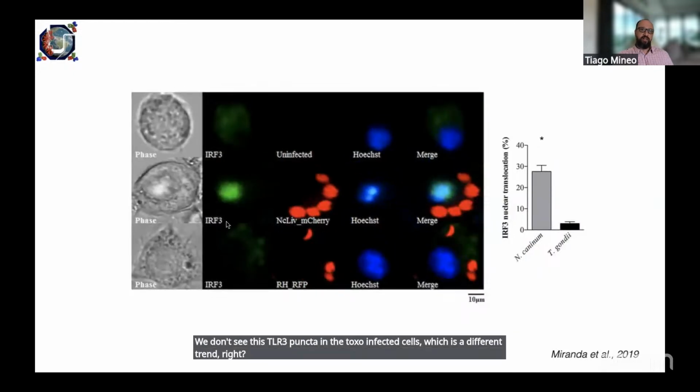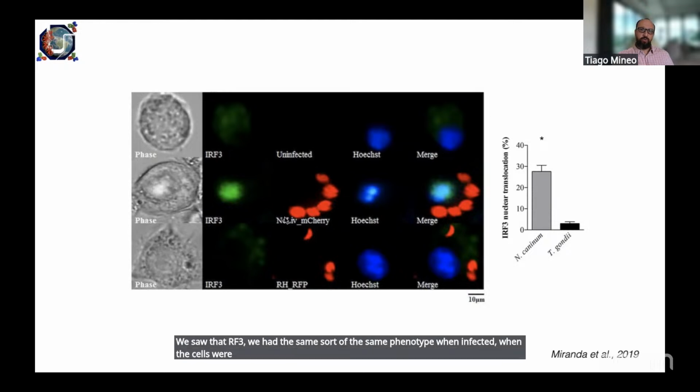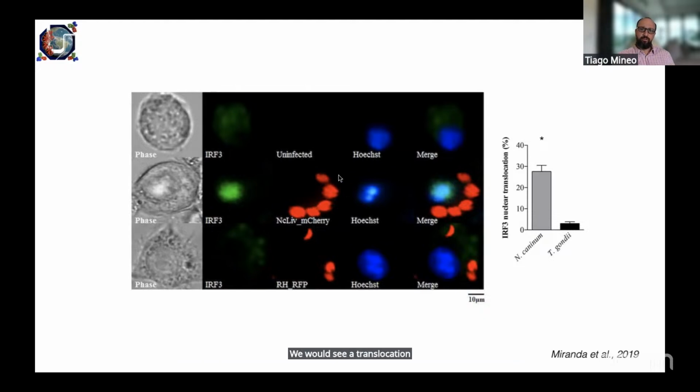We saw the same phenotype with IRF3 when the cells were infected with Neospora, which is the red parasites here. We would see a translocation of IRF3 to the nucleus of those cells, and that was not true for Toxo-infected cells.